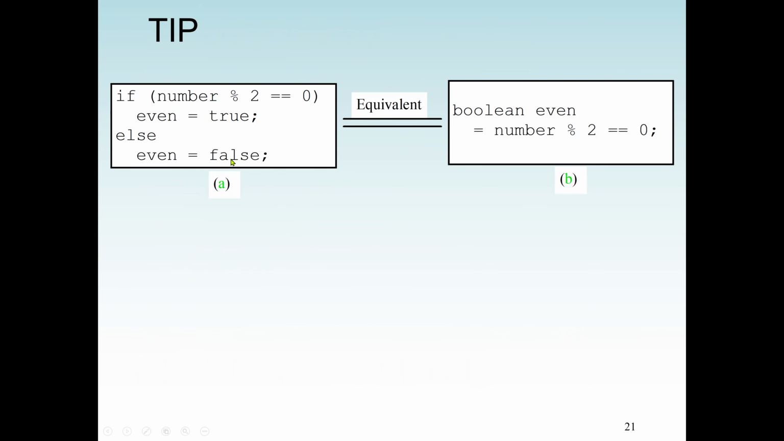Now, there's a tip they are giving us here. If the number modulus 2 equal to 0, assign true to even or else false to even, because we are checking if the number is an even number. If it's true, then we assign true to even. But if it's not an even number, then we assign false to the variable even. It's the same as writing boolean even equal to number modulus 2 equal to 0. So if this condition is true, the variable even will consist of true. If the condition here is false, it will consist of false.